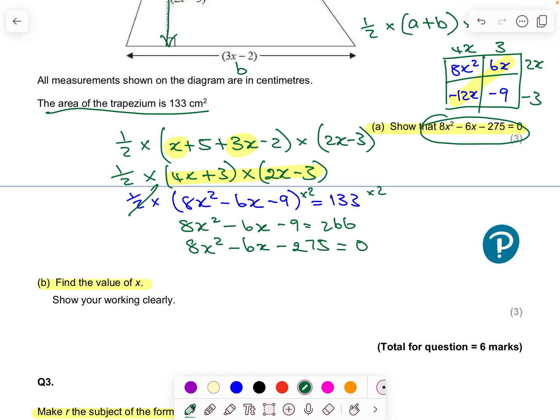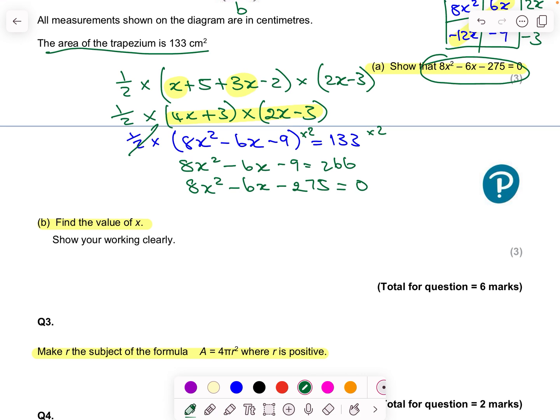So there's lots of different ways we can do it. We can complete the square. We can use the quadratic formula, which some of you quite like. I'm going to see if I can factorize it. Let's have a look, because they're quite big numbers actually. It's worth 3 marks. I'm going to try and factorize. All right, so 8 times 275 gives you 2,200.